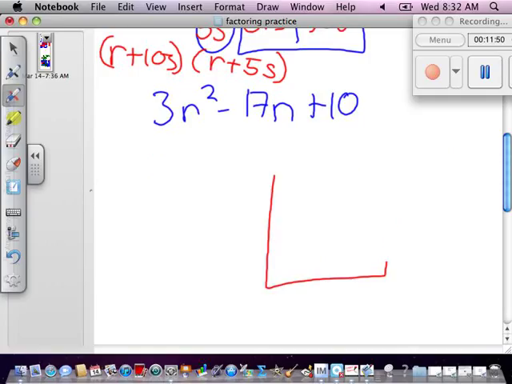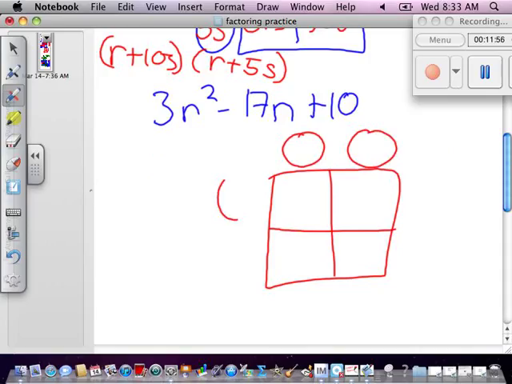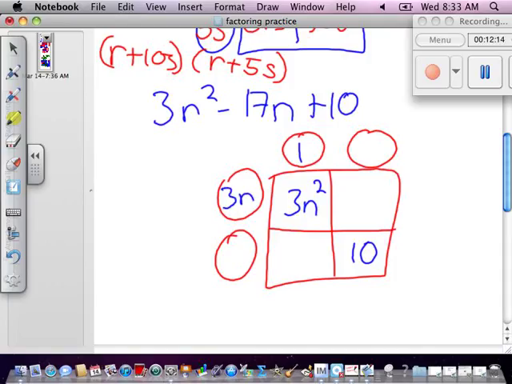First thing, everybody should be able to make the box. Is everybody confident that they can make the box? Okay, everybody's confident that they could put 3n squared here and 10 here? We can get that far? So one of these has got to be 3n, and the other one's n, right? Okay, so I know that. Now, let's think. What are multiples of 10 that when I add together I get 17? So I've got 10. I get 1 and 10. I get 2 and 5.